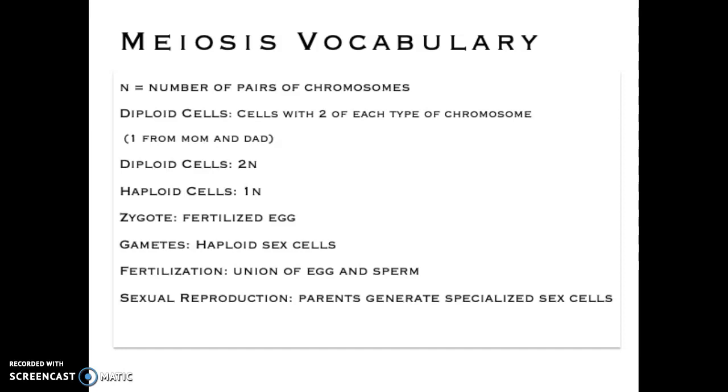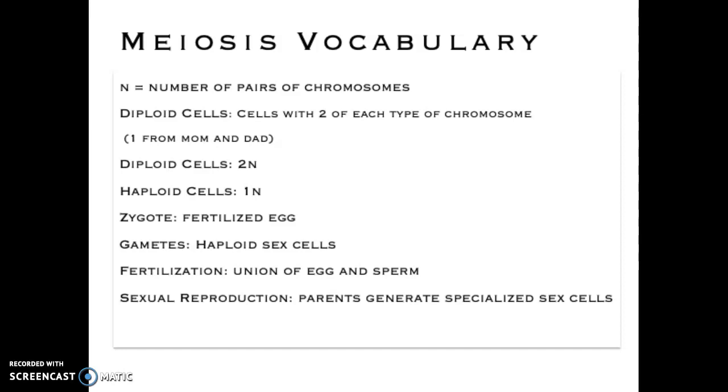Okay? The zygote is the fertilized egg. That's when a sperm and egg actually join together. If you hear me use the word gamete, that just describes a sperm cell or an egg cell. Haploid cells, in humans' case, are cells with 23 chromosomes. Fertilization is when the sperm cell and egg cell come together.